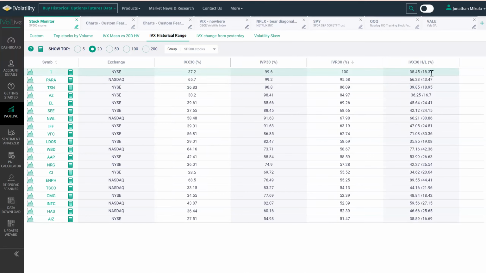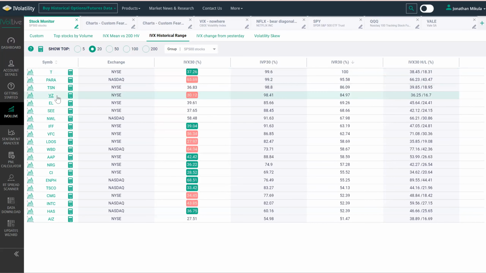So you have your low. So this is AT&T, T at the top. The low for IVX for AT&T this year has been 1831. The high's been 3845. So you can see with AT&T, something's happening here, right? It's had a spike in its implied volatility. It's trading with an implied volatility percentile of 99.6. So this means 99.6% of the time over the last year, AT&T has been trading with a lower implied volatility, right? And lower IVX. So something's going on with AT&T, something's going on with PARA, Tyson, Verizon.